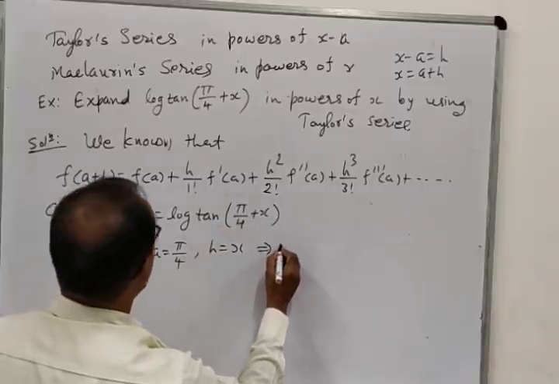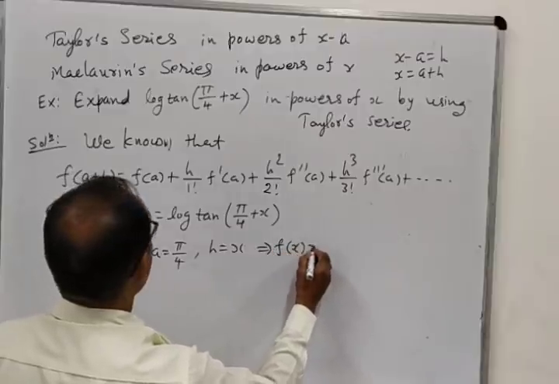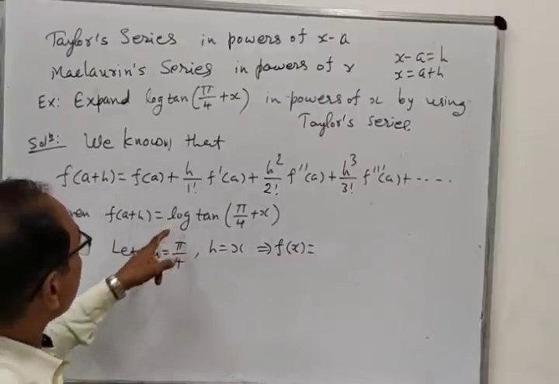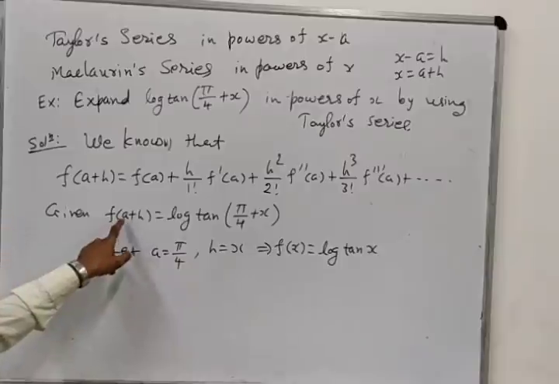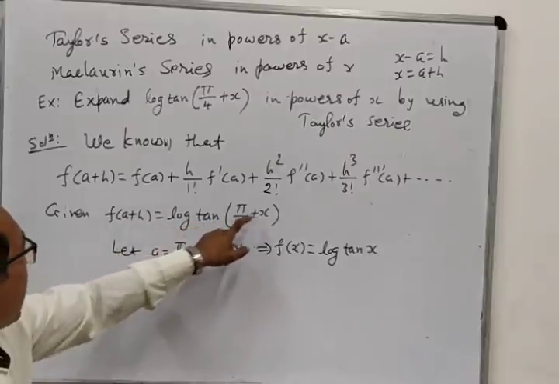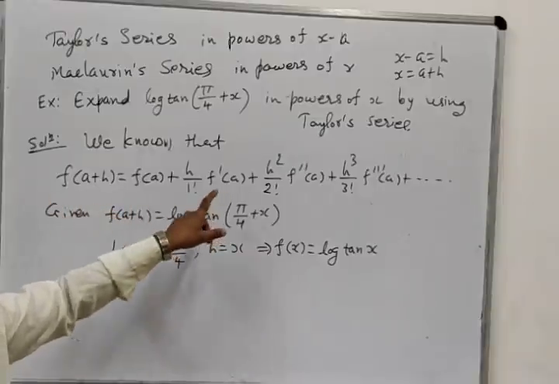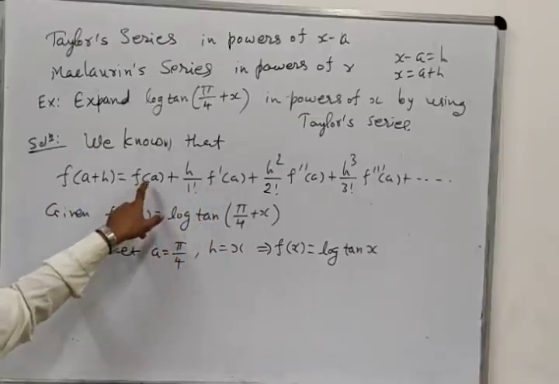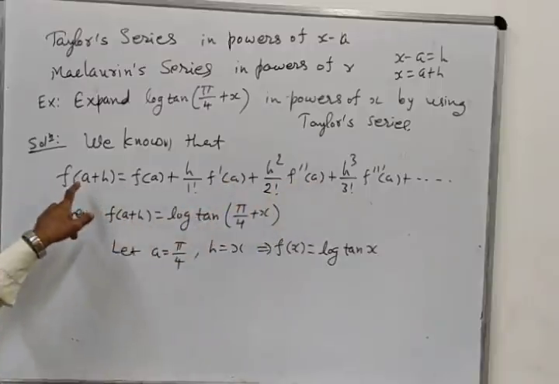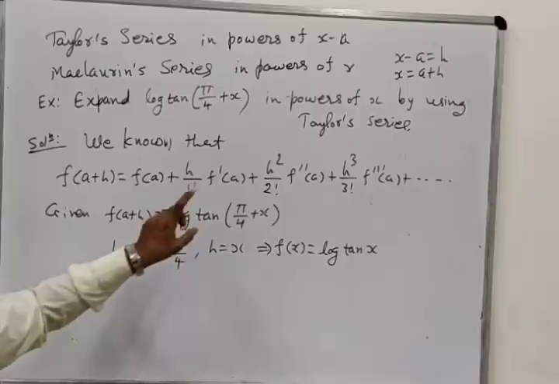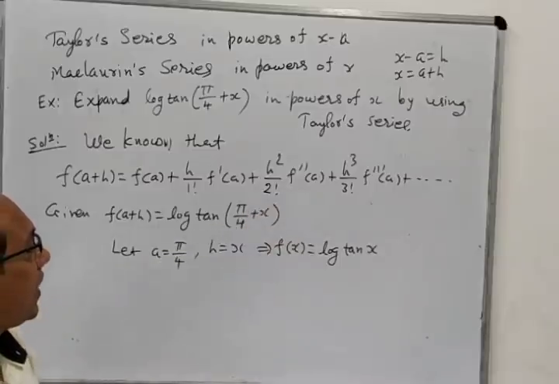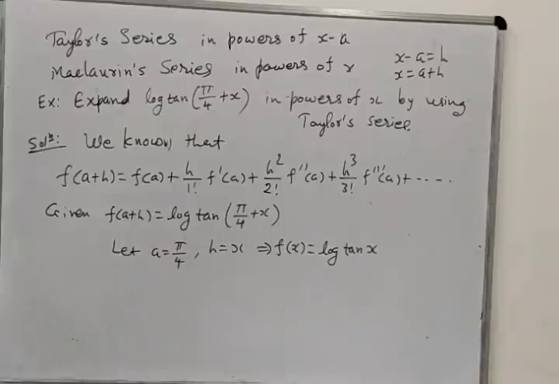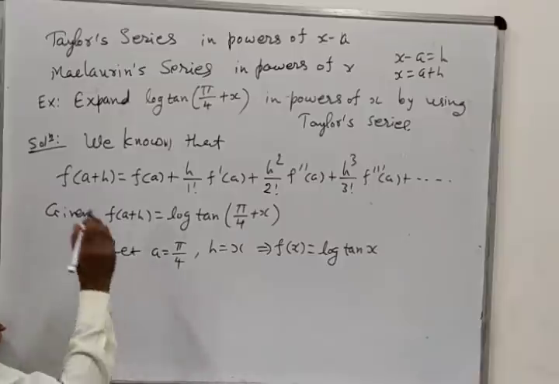So this implies that now f of x is nothing but log of tan x only. Now, because we have removed a, so log of tan x, and this is nothing but f of x. Because in this series we require the values of f of a, f dash a, f double dash a, not the values of f dash a plus h, f double dash a plus h. Only the function itself and its derivatives you can see, and then we will put the value x equal to a, and a is pi by 4.